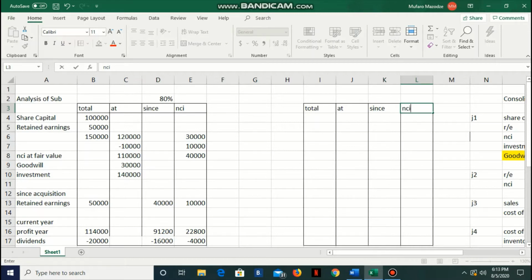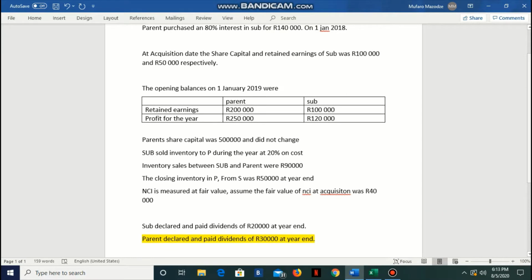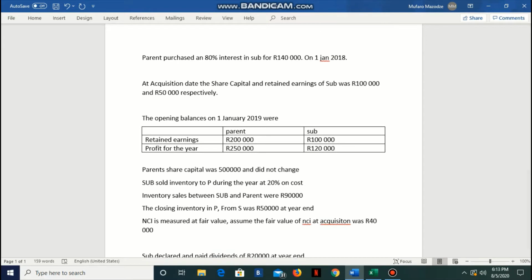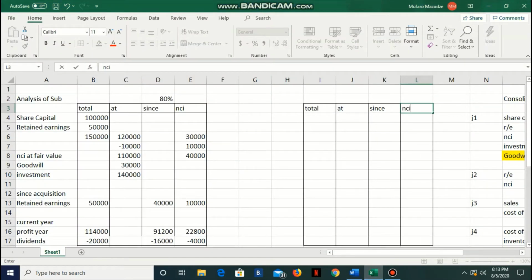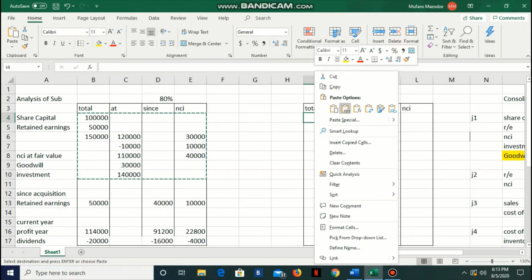Remember, in my previous example, if you're not caught up with it, I'm going to leave the link in the description box, or you can just pause and read through the example, which is on this Word document, or you can just watch the previous video. So, like I said, this at acquisition is not going to change, so there's no need for us to repeat this.